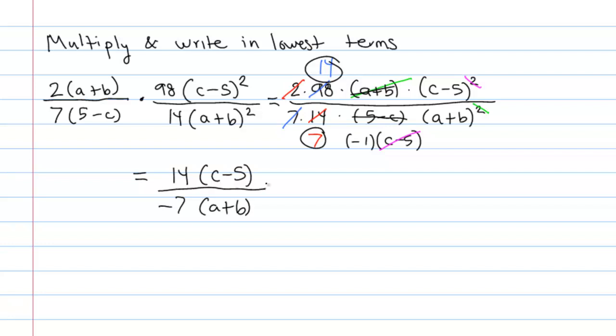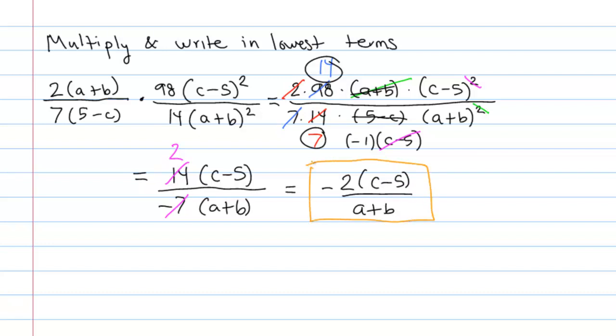So I get 14 times c minus 5 over negative 7 times a plus b. And let's see, 7 goes into 14 twice. And so that's going to leave me with negative 2 times c minus 5 over a plus b. And so that would be my final answer. So let's go and enter this back in MyMathTest.